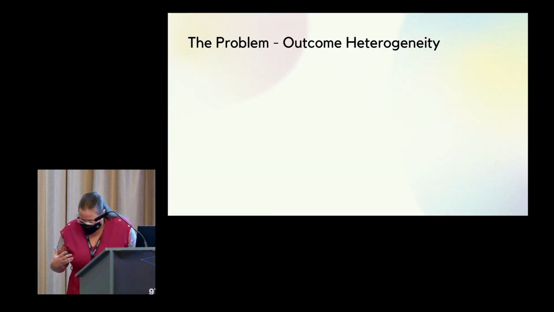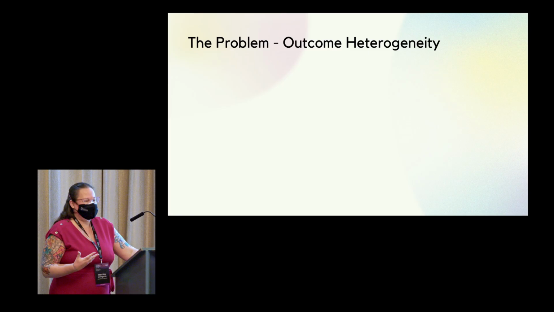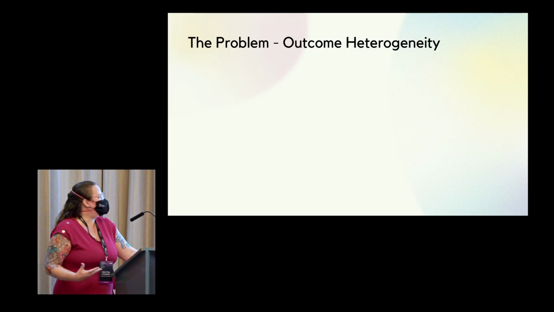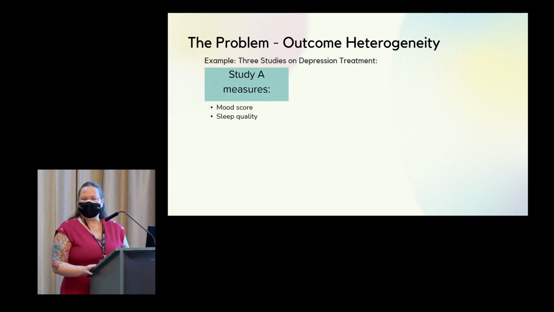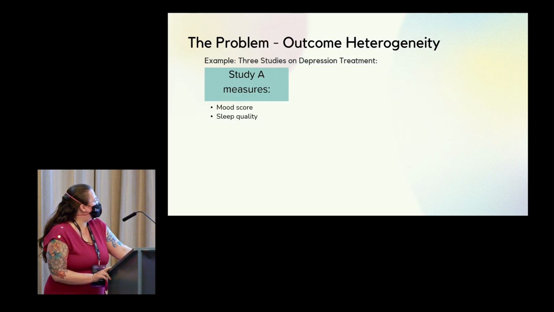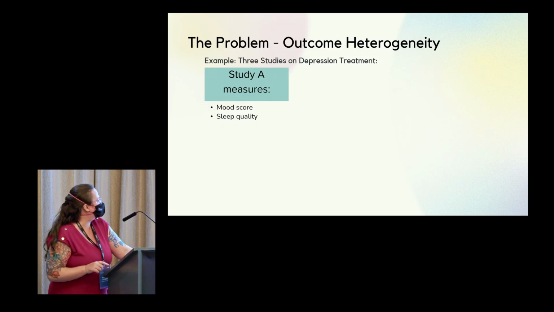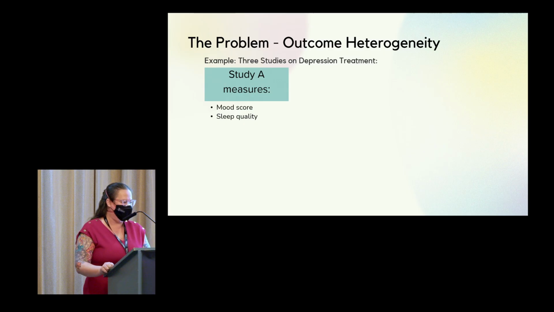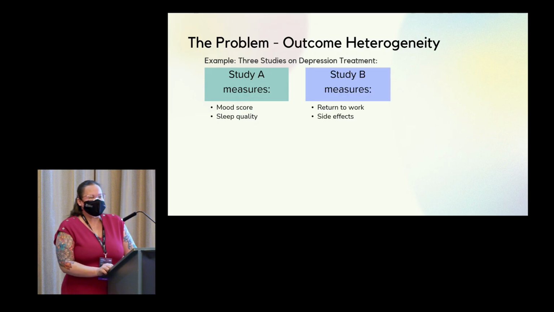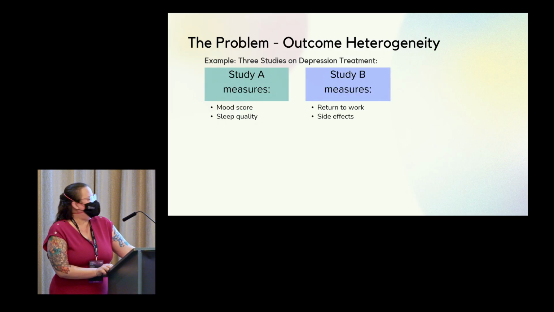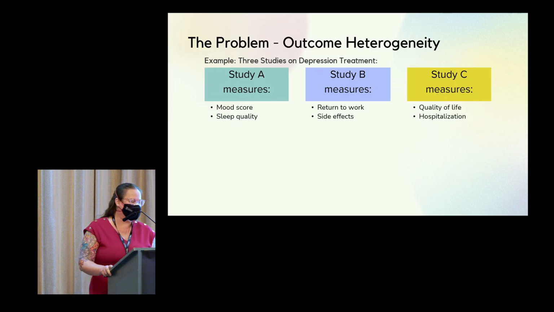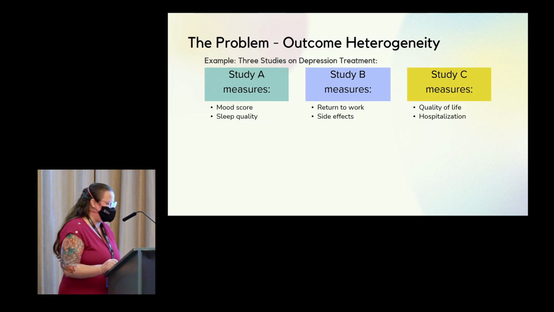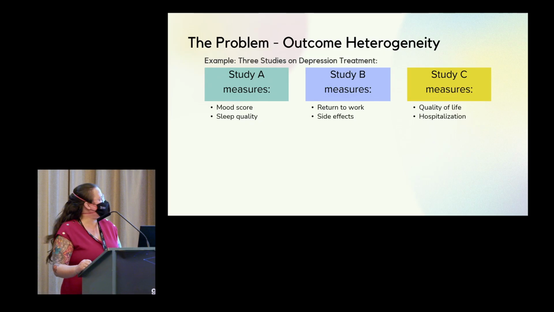So if we talk about the problem in clinical trials, and I think that this audience is probably very familiar with issues around outcome heterogeneity. You may have the perfectly designed study that is measuring a primary outcome of mood score and sleep quality. And then the second study, looking at the same intervention, is going to be measuring return to work and side effects. And then, of course, third study measuring quality of life and hospitalization.